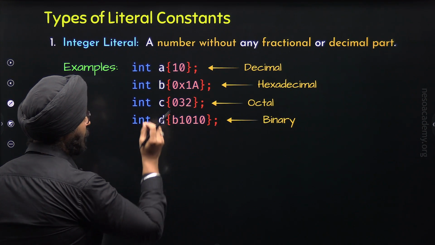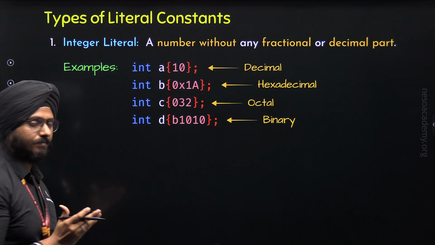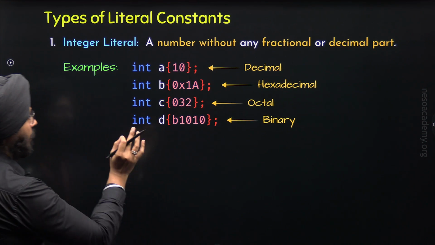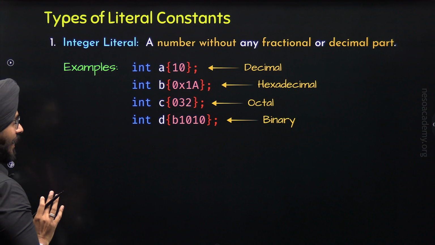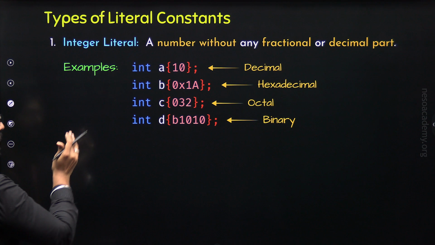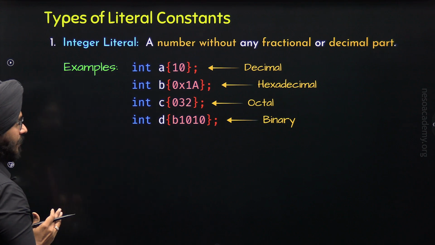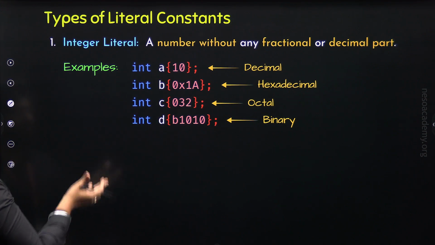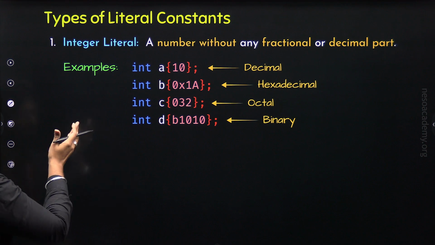1010 is representing value 10 in decimal. So with this we learned 4 different notations and we have understood how to represent an integer literal with the help of these notations. Now let's understand what suffixes we have for integer literals.